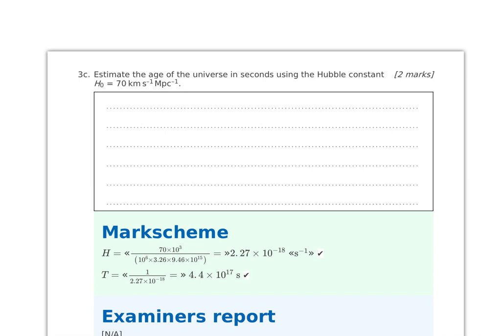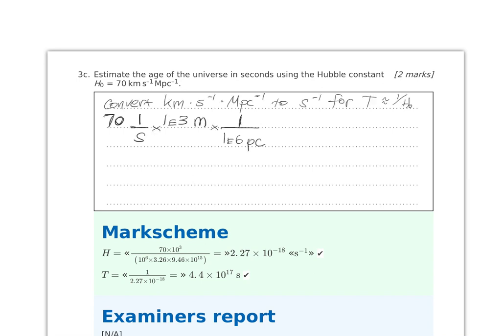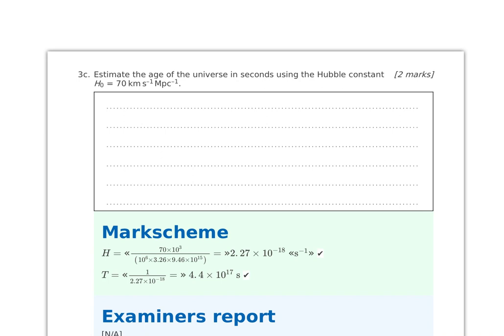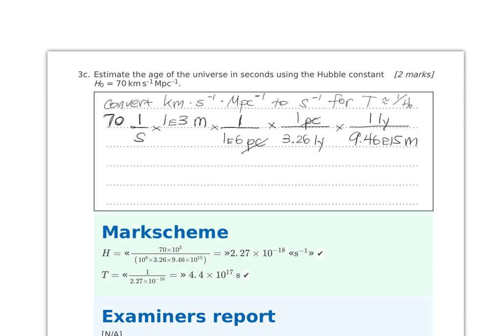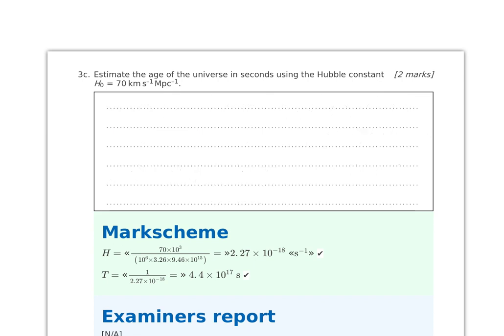Where is it? I'm just going to pause this. And we're back. I found it. It's going to be parsecs to light years and light years to meters. So there's the 1 over megaparsec, there's parsec to light year, and there's light years to meters. So parsecs cancels, light years cancels, meters cancels. And so there we go.